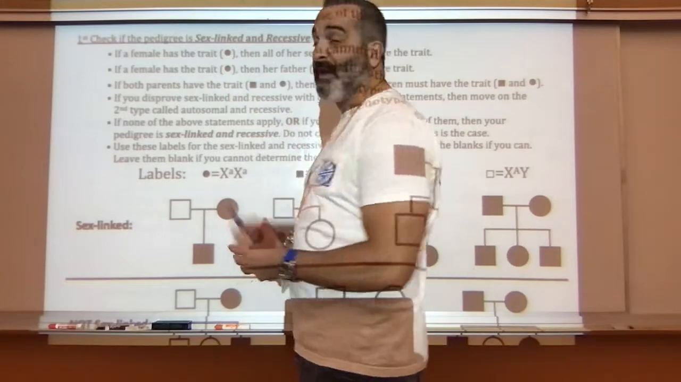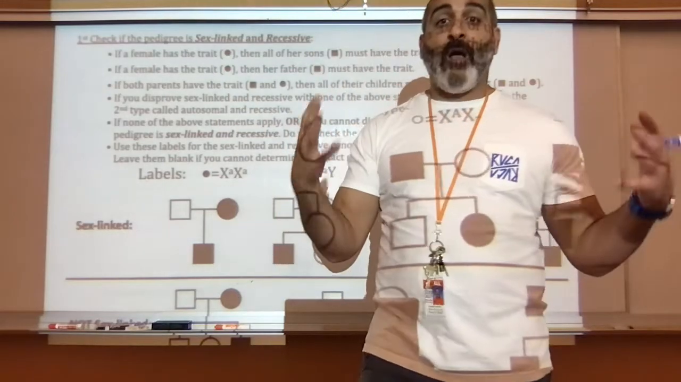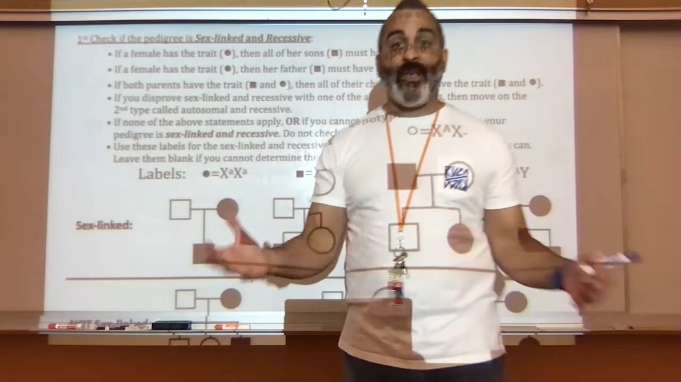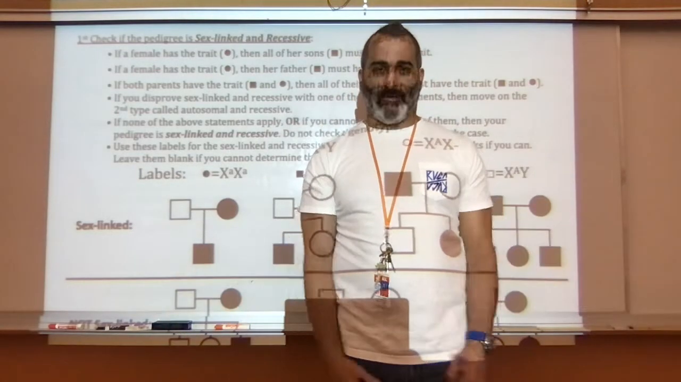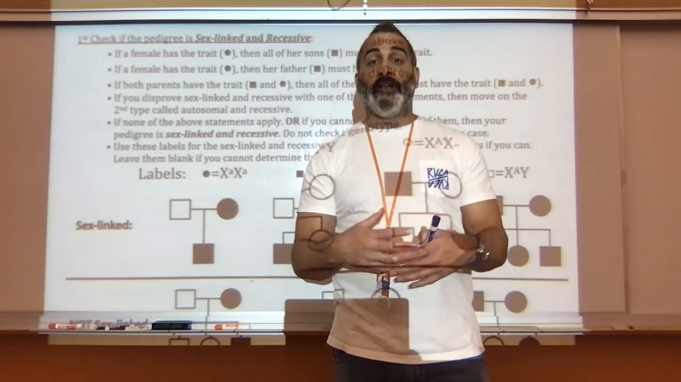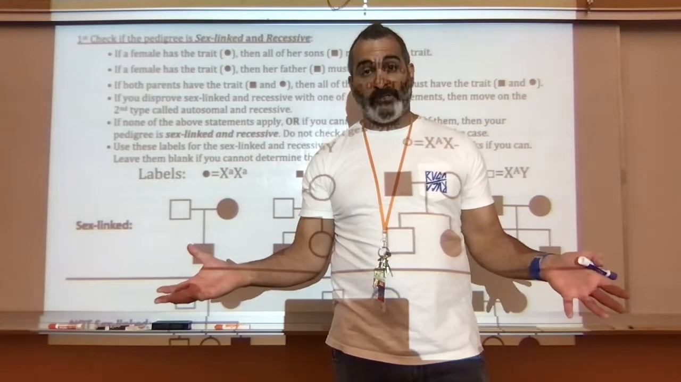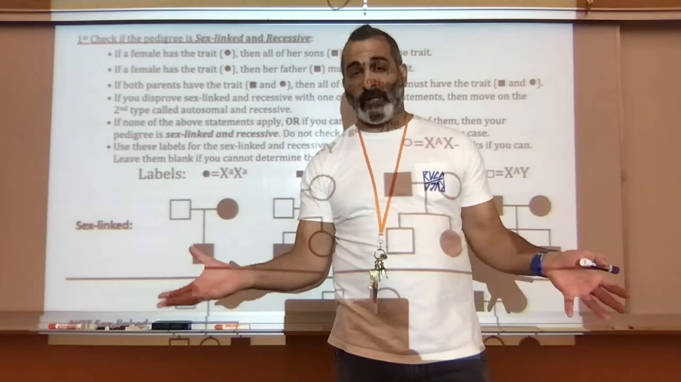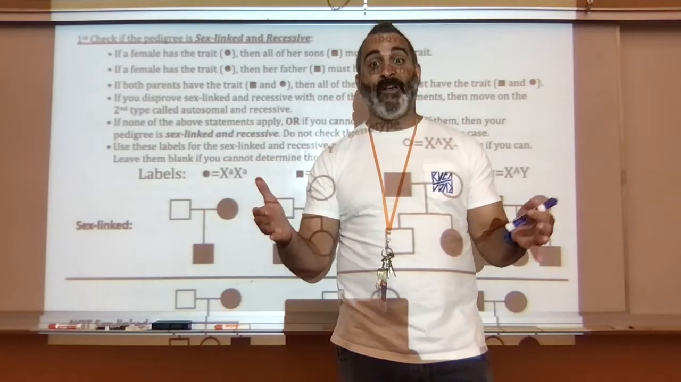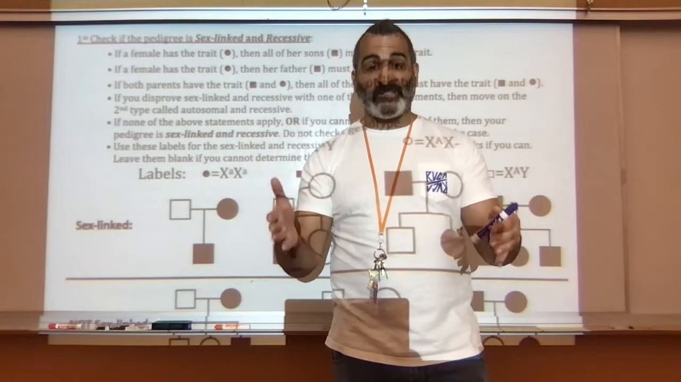1, 2, and 3. If you can prove a pedigree wrong using those statements, then you know you don't have sex-linked, okay? If you cannot prove the pedigree wrong with those statements, you can't prove it to not be sex-linked, then guess what you have? Your pedigree is sex-linked, okay?